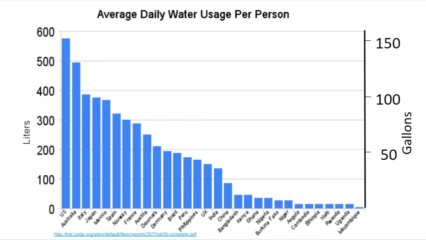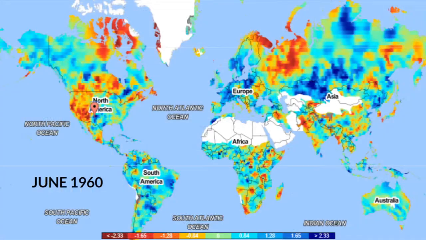This shows the average daily water usage per person in gallons and liters in the following countries. And as can be seen here, the United States uses the most fresh drinking water. However, those who are most affected by extreme drought conditions are those who use the least.